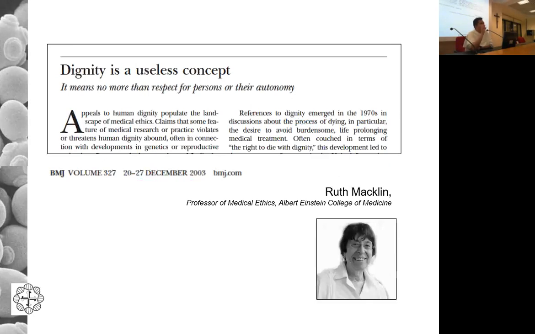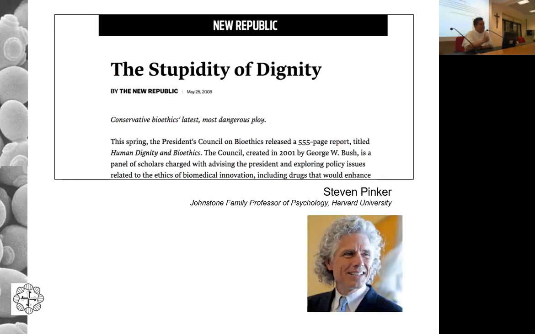Each organism is uniquely adapted to a particular environment. And in certain environments, humans are great. In other environments, humans are terrible. And so depending upon the environment, the value changes. And this is something I think that Ruth Macklin and the others have failed to understand. So she says autonomy is better than dignity. And Steven Pinker will say, in The Stupidity of Dignity in 2008, that dignity is stupid. Everything should be autonomy. It should be freedom.